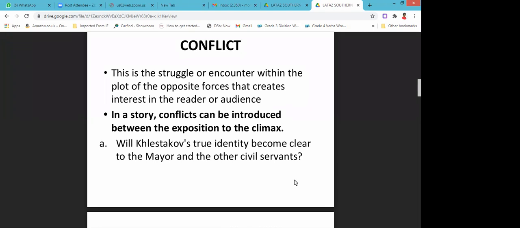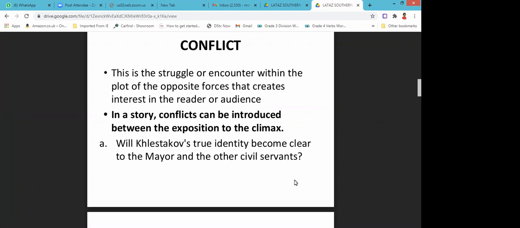Now, let's look at the conflicts. What type of conflicts do characters encounter, and what is a conflict? So we will use this definition. A conflict is a struggle or encounter within the plot of the opposing forces that create an interest in the reader or audience. So in a story, as we said, we expect conflicts between the exposition and the climax.